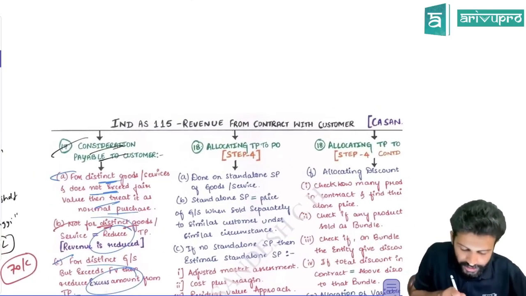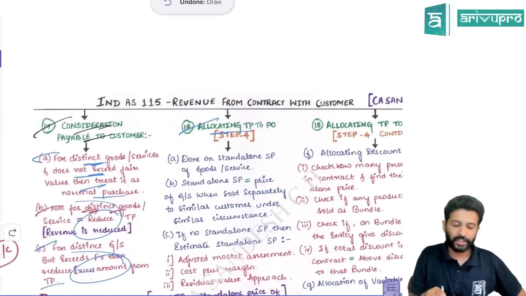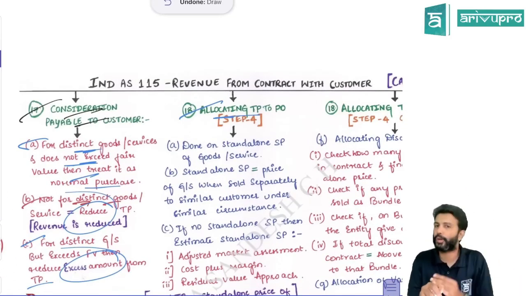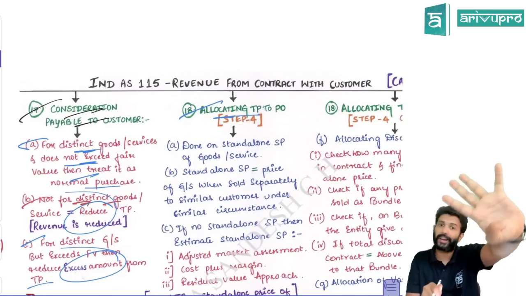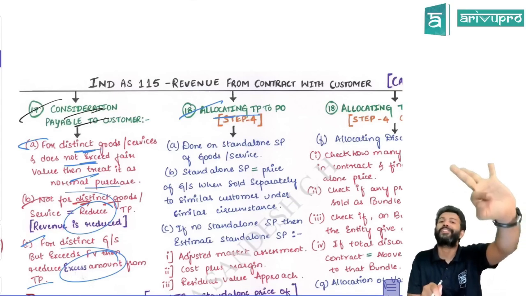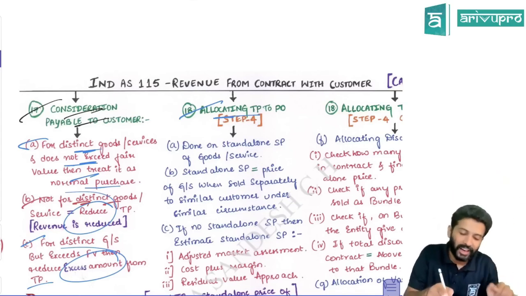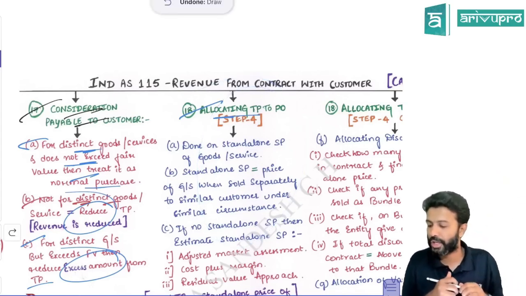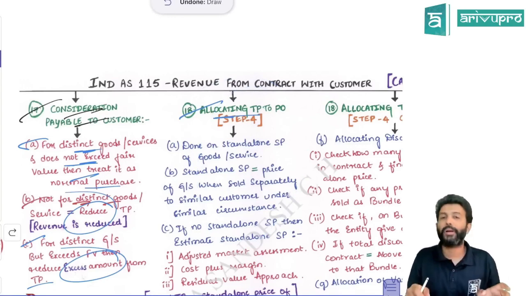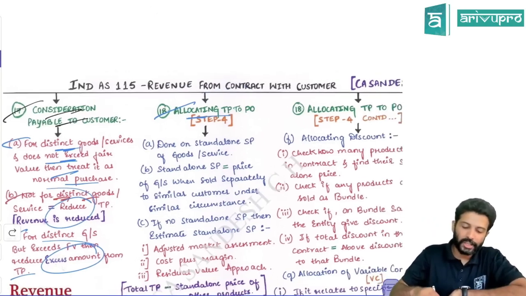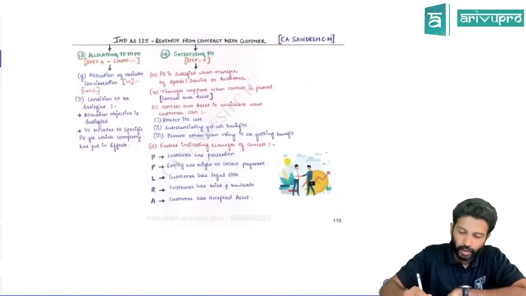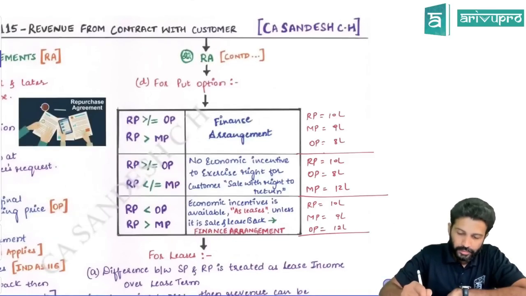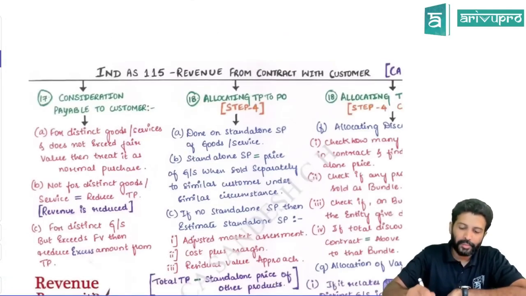All right. The next one is allocating the transaction price to the performance obligations. This is the fourth step. First step, identifying the contract; then identifying performance obligations; then finding out the transaction price. Fourth one is allocating the transaction price to the performance obligations. This is an important step. Okay, so let's do a thing. Let's learn this with the help of a question itself. Or maybe I'll tell one line first, then we'll take up the question.